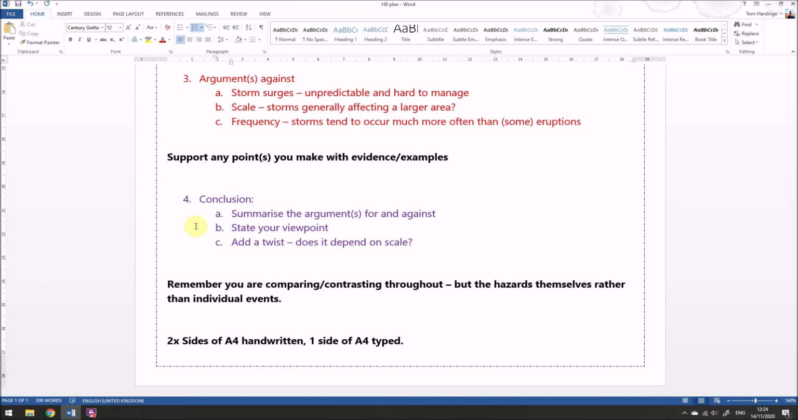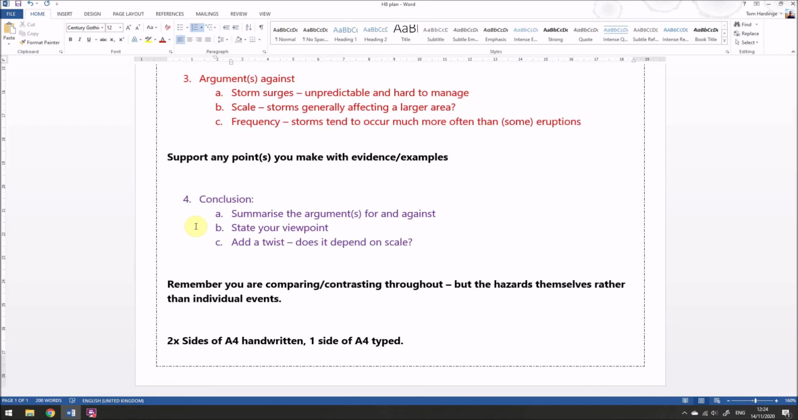Is it to a large extent, to a small extent? And there's the possibility here to add a twist into your conclusion, or to again add that idea of nuance to your argument. So does it depend on, for example, the scale of the eruption or the storm? Is it determined by other factors that you might be able to think of that could influence the severity of the impacts? So there's an opportunity there to show that you understand the complexities of these sorts of arguments.